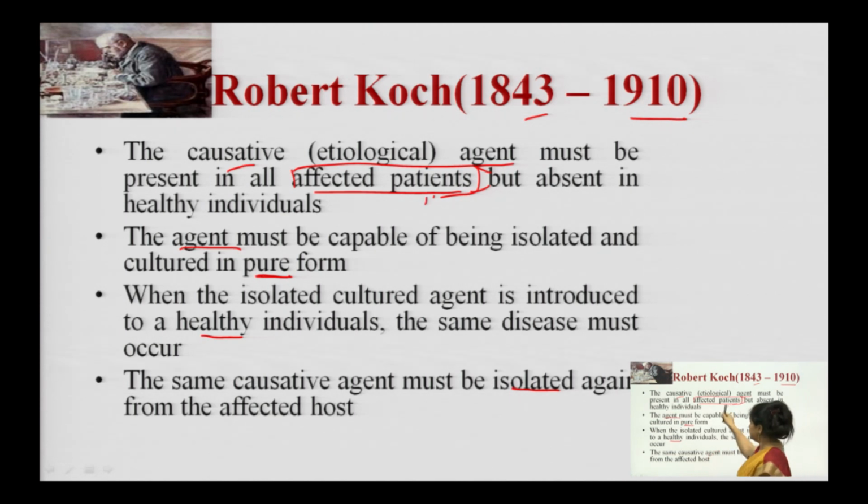Four postulates are there. First, the causative agent needs to be found in the affected patient. Second, we must be able to isolate that particular causative agent. Third, we introduce that particular causative agent into healthy individuals, and the same disease must reoccur. If the same disease reoccurs, then only will we state that this is the particular microorganism which is causing the disease.